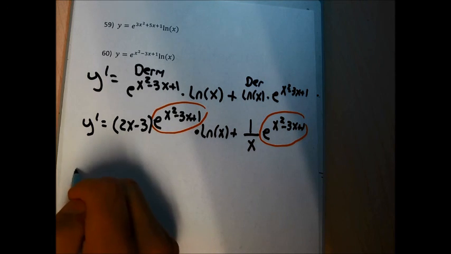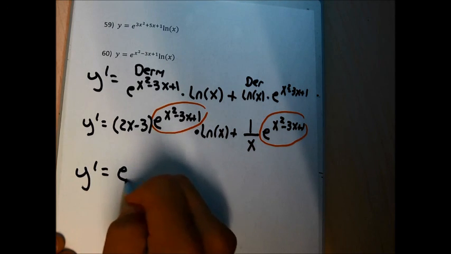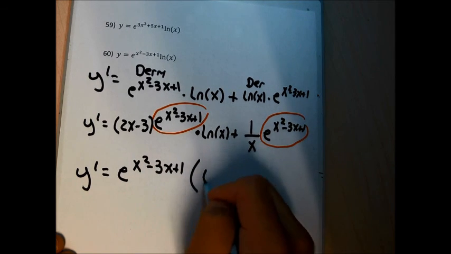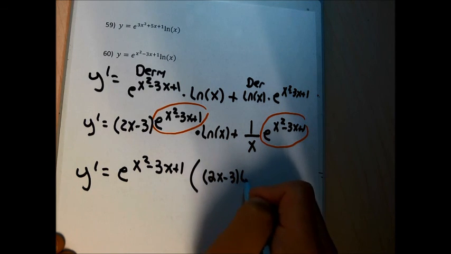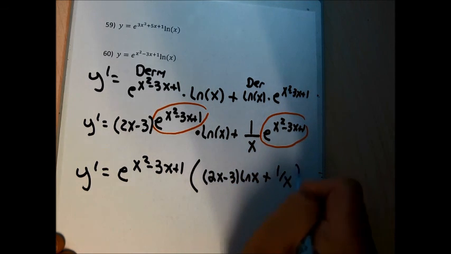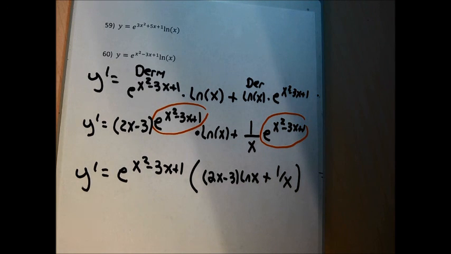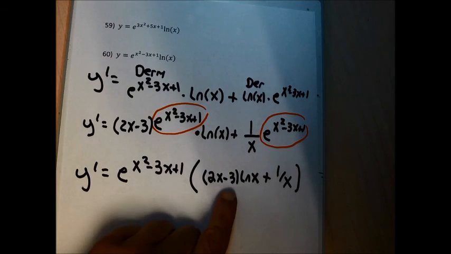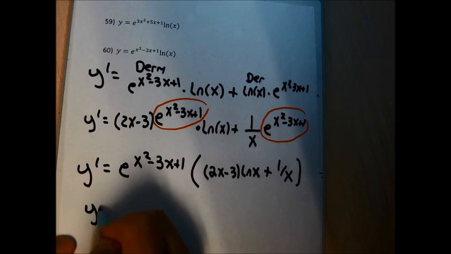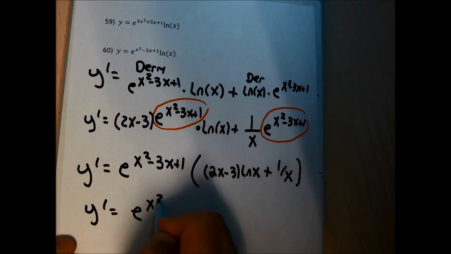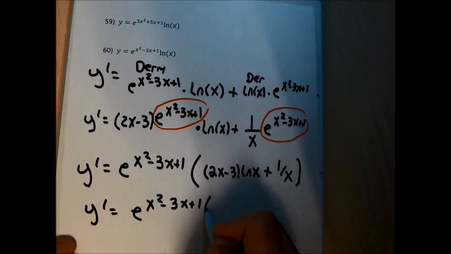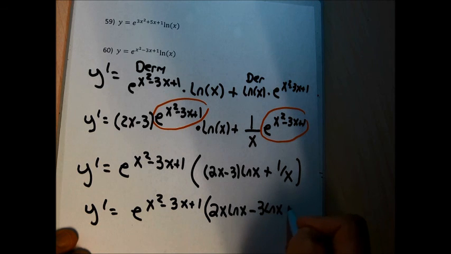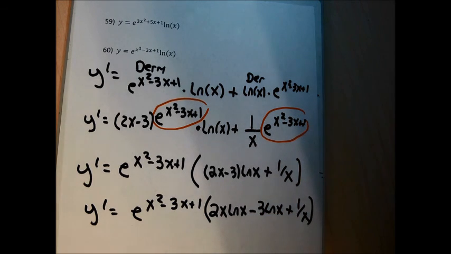I'm going to get y prime equals e to the x squared minus 3x plus 1 times 2x minus 3 ln of x plus 1 over x. I'm going to leave my answer there. It's kind of what I did for my answer in 58. I could definitely clear this parentheses. Sometimes it looks odd to see parentheses inside of parentheses. So if I took the time to do that, it probably would be nice. That would give me 2x ln of x minus 3 ln of x. That probably is a little bit nicer.